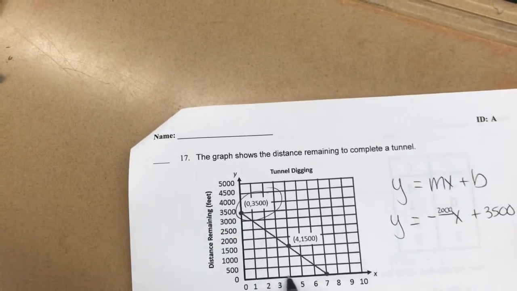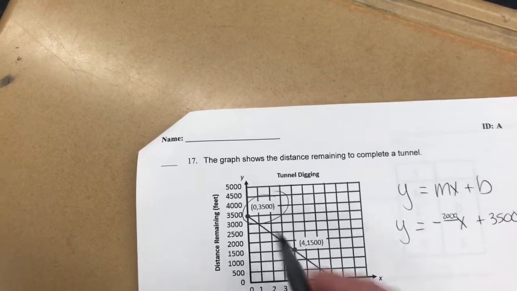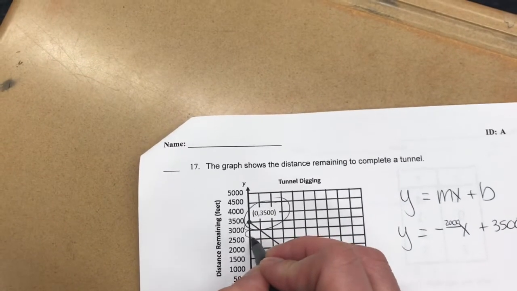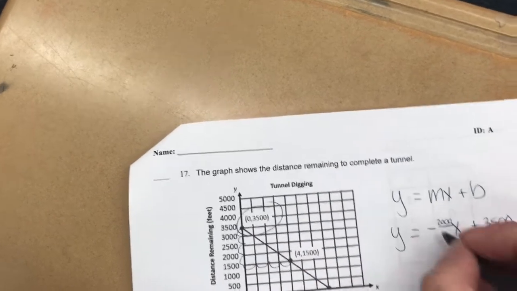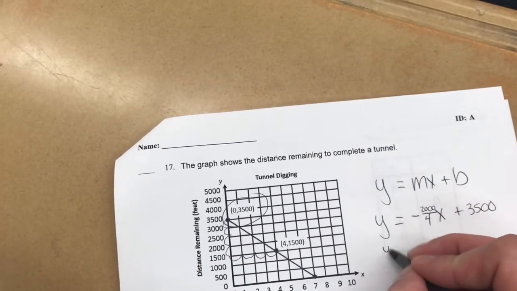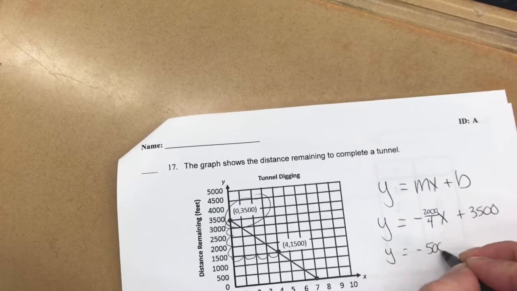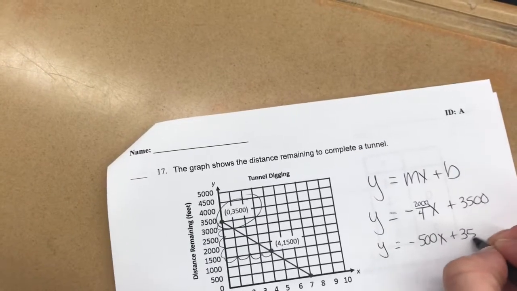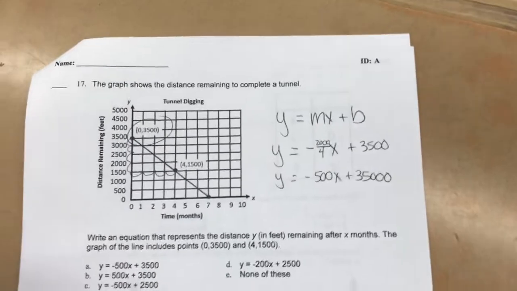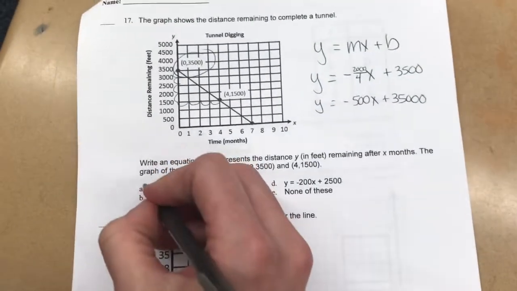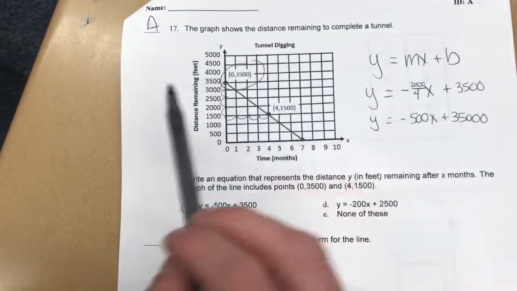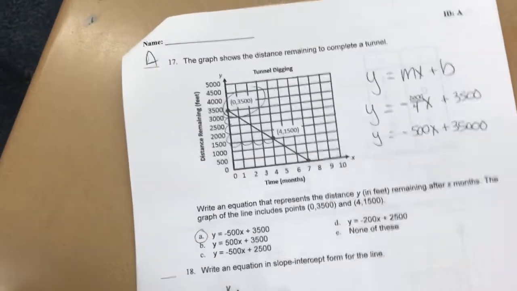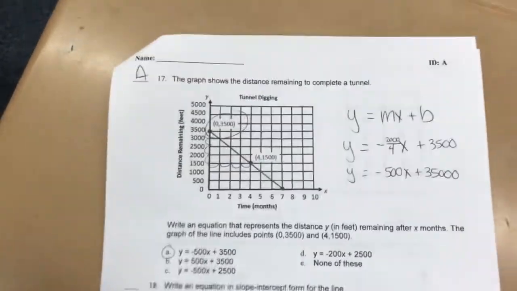When it actually goes over, it goes over ones. So 500, 1,000, 1,500, 2,000 over 1, 2, 3, 4. Negative 2,000 over 4 is negative 500x plus 3,500. And what this would mean in the real world is the distance remaining goes down 500 feet every month when you dig a tunnel.